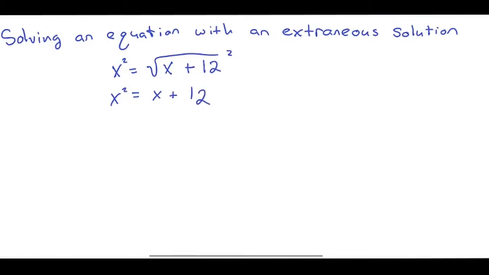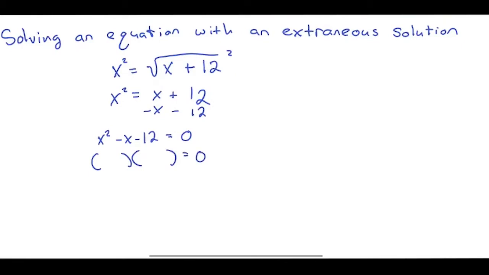Okay, so now I want to get all of the pieces on the left side of the equation. So I'm going to subtract x, and I'm also going to subtract 12. All right, so that's going to leave me with x squared minus x minus 12 equals 0. And so now I'm going to factor the left side of the equation.